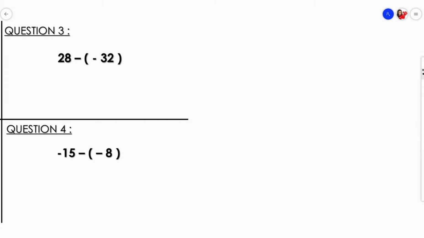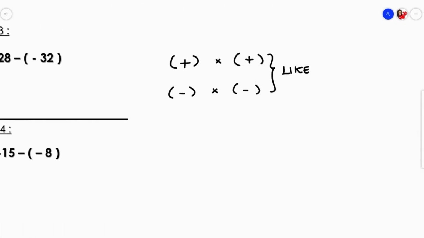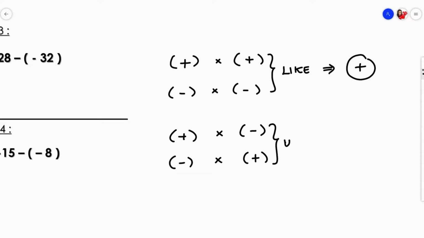What do we do when we have a positive number multiplying with another positive number, or a negative multiplying with a negative? These are what we call like symbols. Whenever you multiply like symbols, your final result will always be a positive number or a positive symbol. If I have a positive multiplied with a negative, or vice versa, a negative multiplied with a positive, this is what we call unlike symbols. When you have unlike symbols, your answer will always be negative.